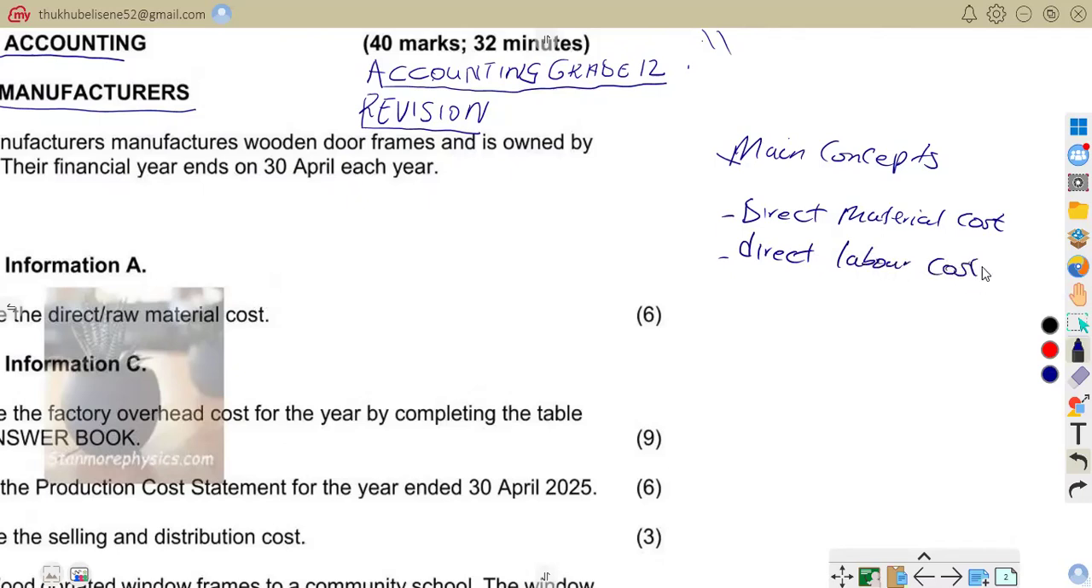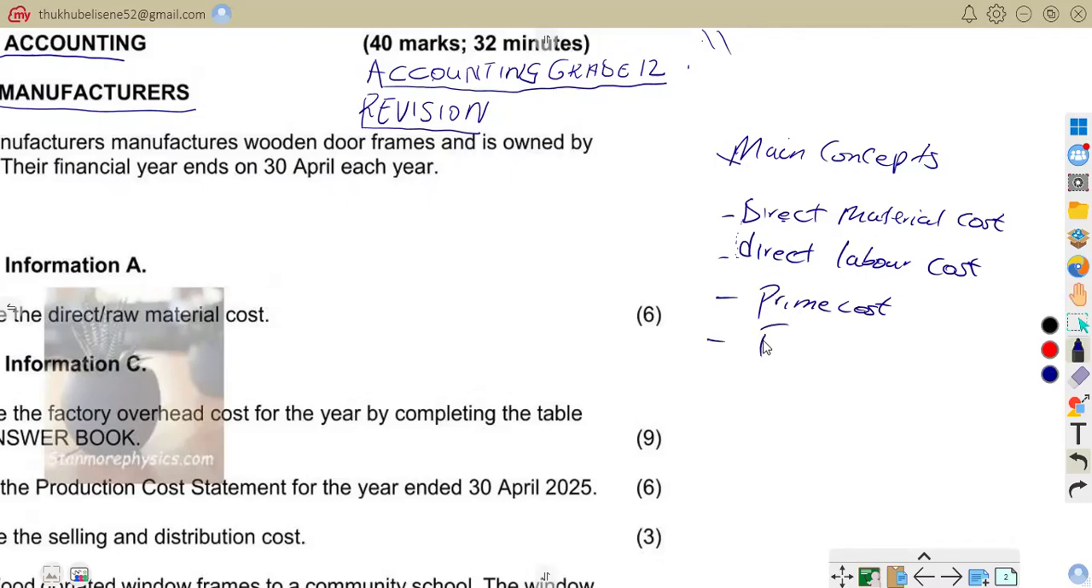Direct labor cost. These are the wages of workers directly involved in producing a product. For example, workers who assemble furniture, they are directly involved in producing a product. Then we are going to have what? Prime cost. Prime cost is the total of direct materials and direct labor. Meaning to say prime cost is equal to direct materials plus direct labor.